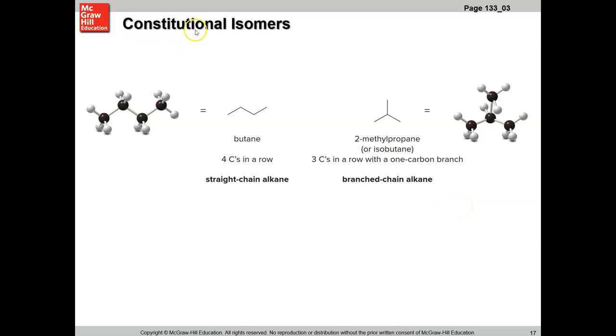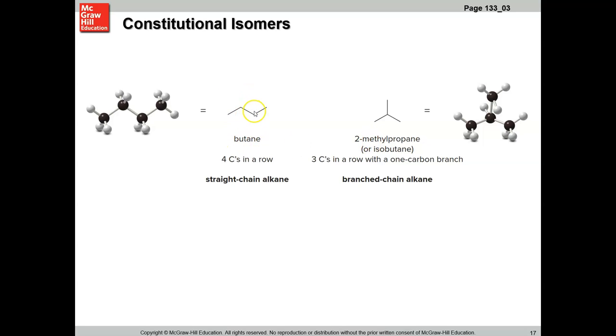And these are called constitutional isomers. So this is something you should know the definition of. We have the same number of atoms. They're just organized in a different way. We are going to talk about how we can name these. We name our constitutional isomers in different ways.